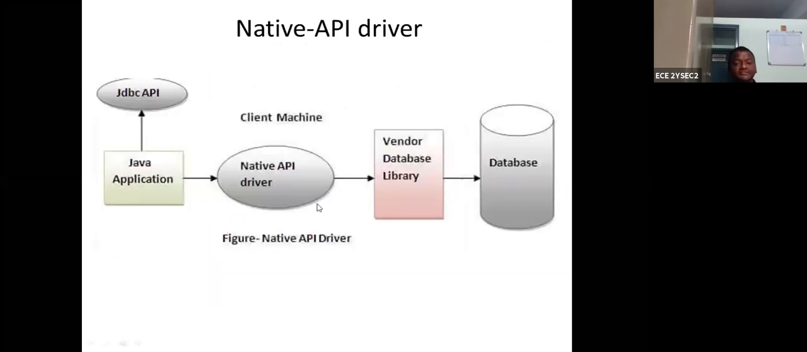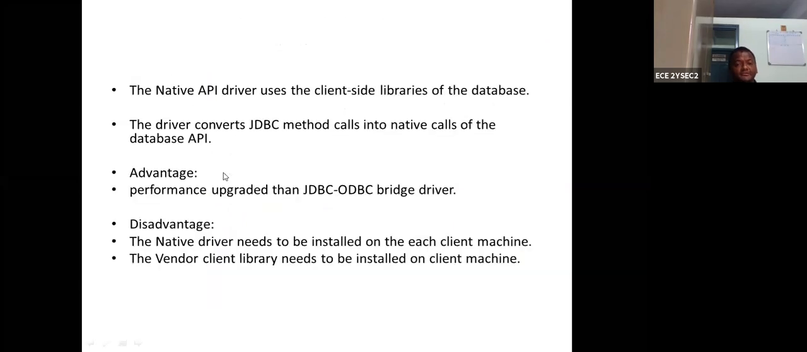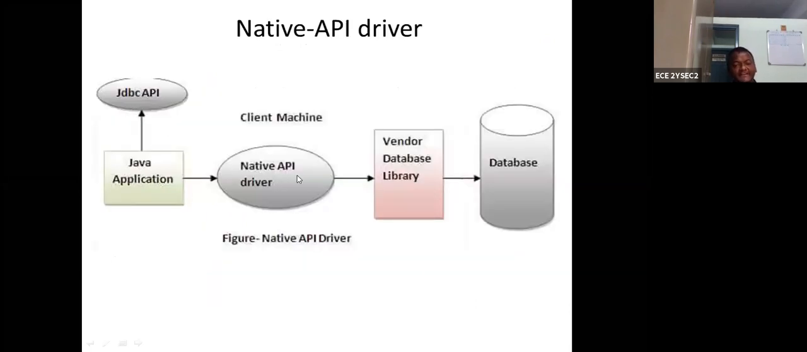So this is the native API driver. Next I want to discuss, what is the special advantage? The native driver uses the client-side libraries of the database. The driver converts the JDBC method calls into native calls. Whatever driver it uses, the call should be converted from Java. That is the first step. Previously, when you used ODBC, you had to convert. But now you are using the native API driver, so it should be converted into native API calls. This is a simple thing.